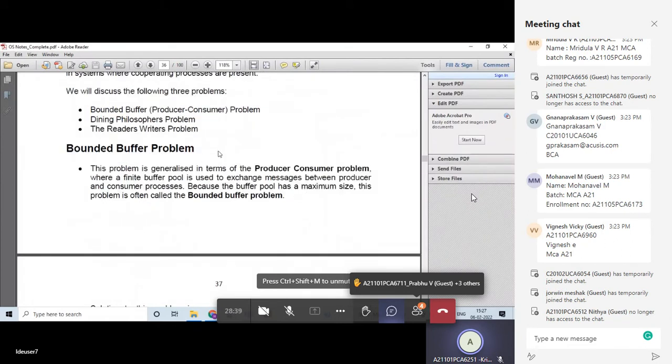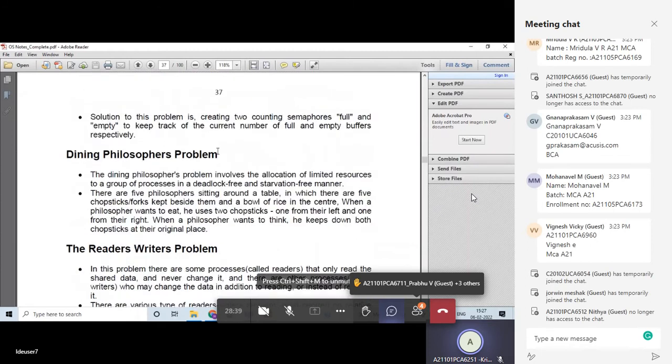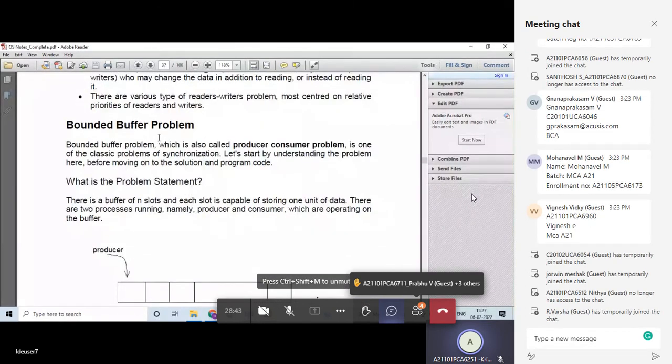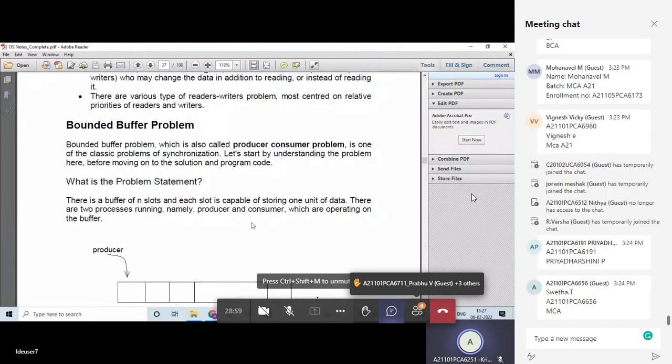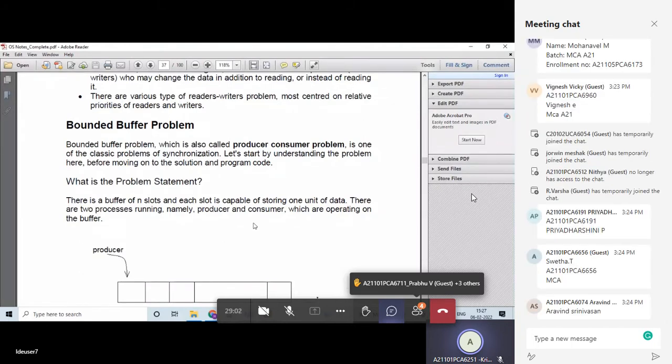The first one is the bounded buffer problem. I will go directly to the concept here. The bounded buffer problem, which is also called the producer-consumer problem, is one of the classic problems of synchronization. Let us start. What is the problem statement?